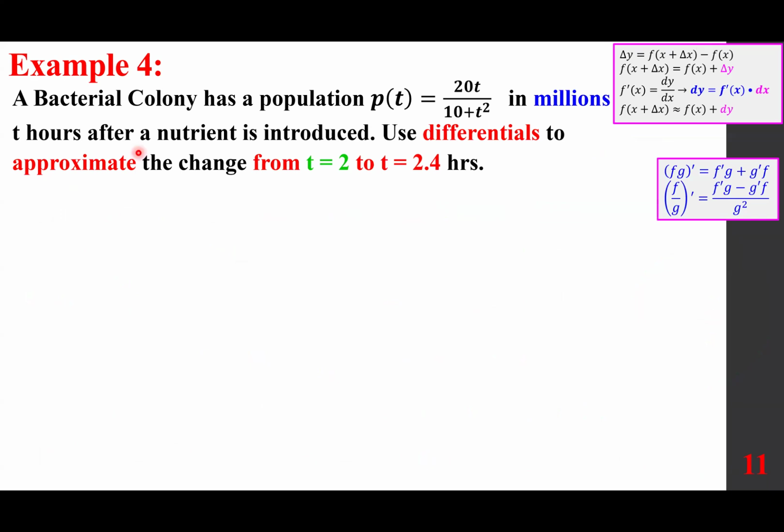A bacterial colony has a population P of t equals 20t over 10 plus t squared, in millions. This should be familiar, everybody. t hours after a nutrient is introduced. Use differentials to approximate the change from t equals 2 to t equals 2.4. Again, the key is the approximation because sometimes they don't mention the differential. And of course, t is 2. The new one is 2.4. Their difference, positive 0.4. That means 2.4 minus 2 equals 0.4 is dt or delta t, and we want dP.